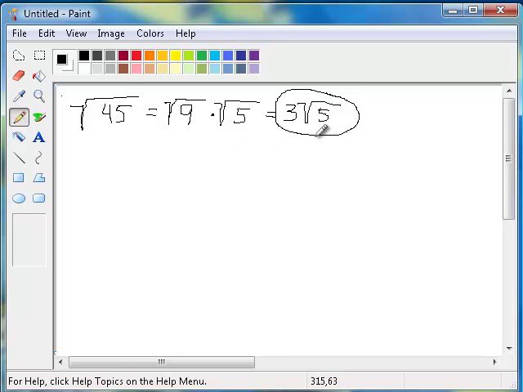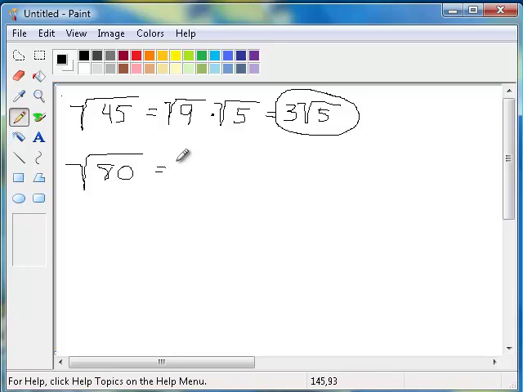Now you can take your calculator and you can take 3 square root of 5, hit enter, and get a decimal approximation for this 3 square root of 5. You can also go back in and put in the square root of 45, and you will get the same decimal approximation, so that will be a helpful way to check your work. Now let's try another one. We're going to do the square root of 80.